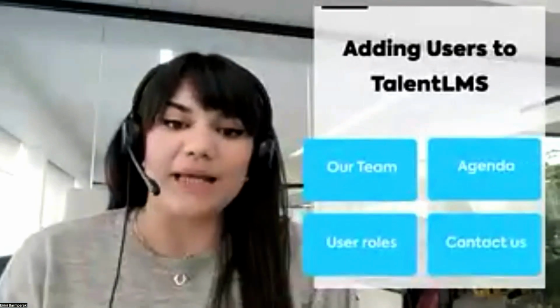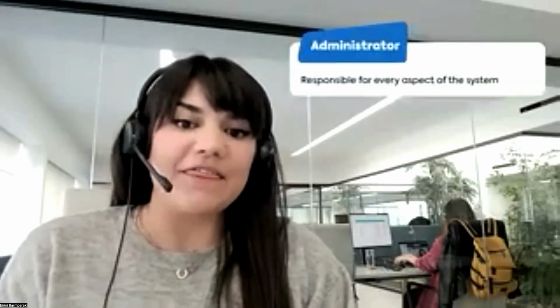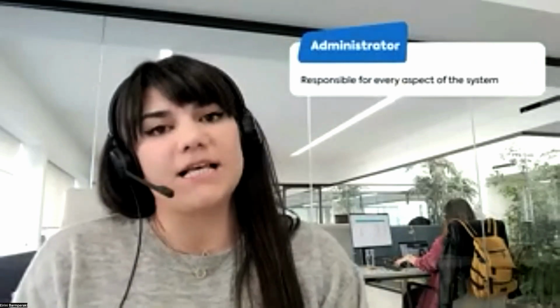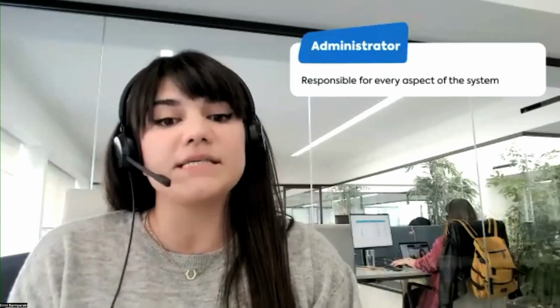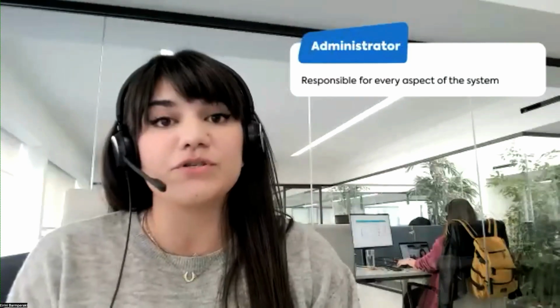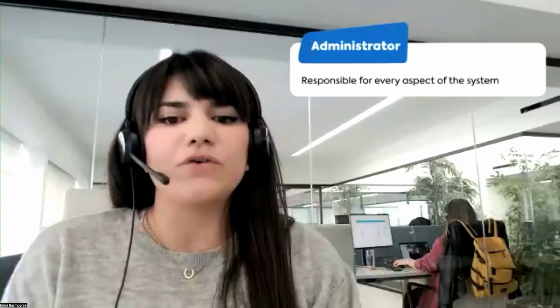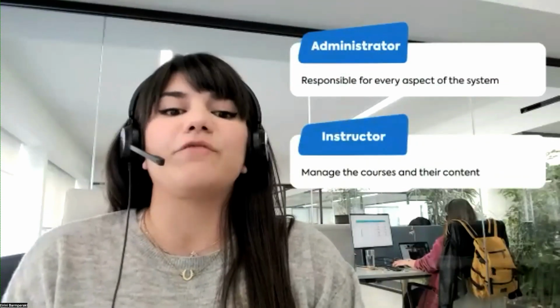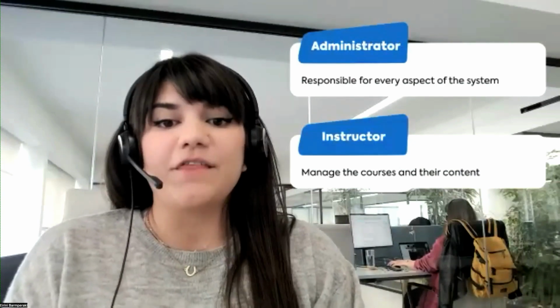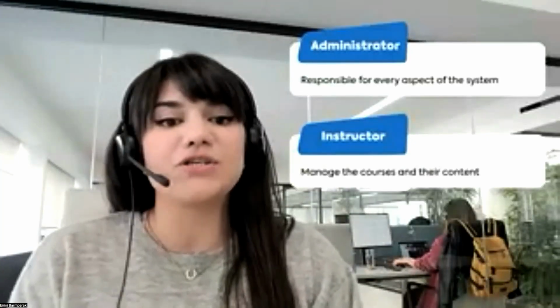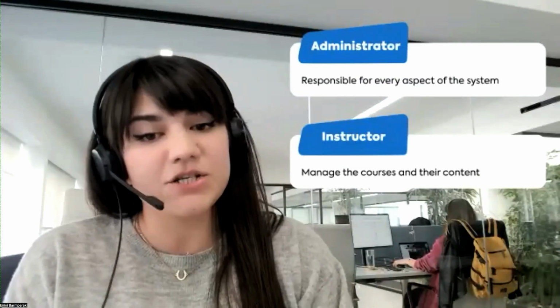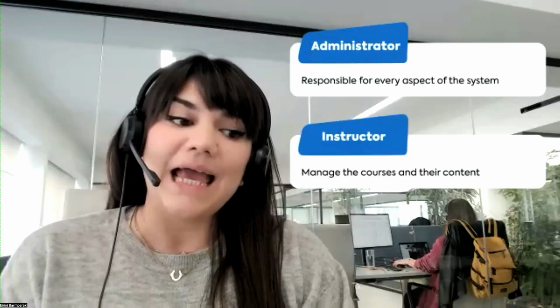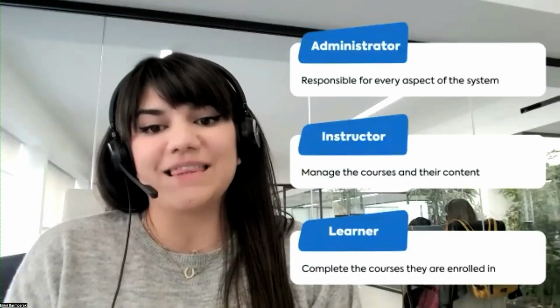So let's get into it. In TalentLMS, we have three default user types: the administrator, the instructor, and the learner. The administrators are responsible for every aspect of the system. They have access to all the system courses. They can add and edit users, create categories and branches, and of course, configure the system settings in general. The instructors manage the courses they have permission to, and only these courses. They can add content and users to them. They can also grade assignments and instructor-led training sessions related to those courses specifically. And lastly, the learners who can enjoy the courses.